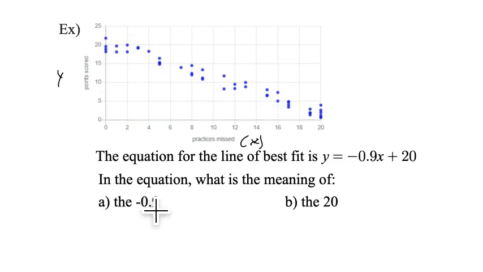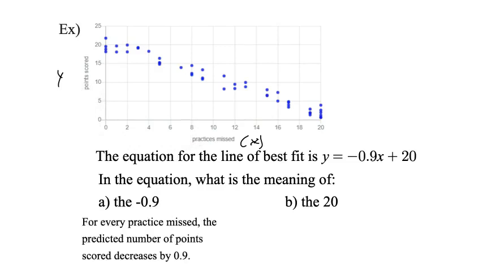All right, the negative 0.9, that is the slope or the rate of change. So using the same format as in the previous question, we can say something like, for each time a practice is missed, the predicted number of points scored decreases by 0.9. And notice the line of best fit is making a prediction.